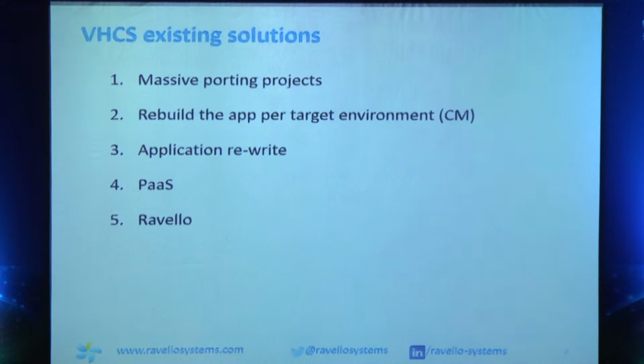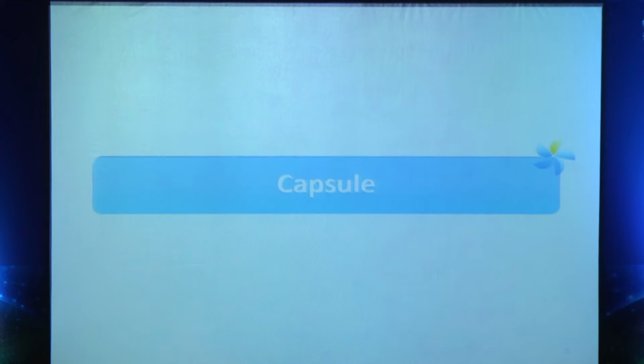There is the PaaS, Platform as a Service environment. Basically, you write your application to run on a certain platform, and you're assuming that the target cloud or the target environment that you are moving to has support for this PaaS. And then you have the Ravello way. So let's talk about the Ravello way.